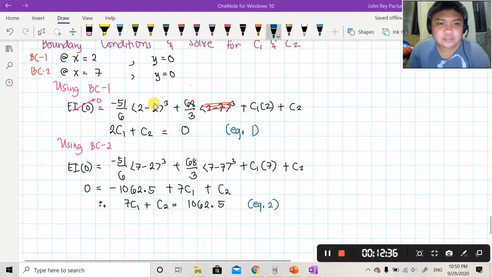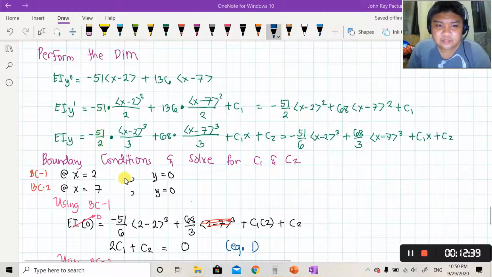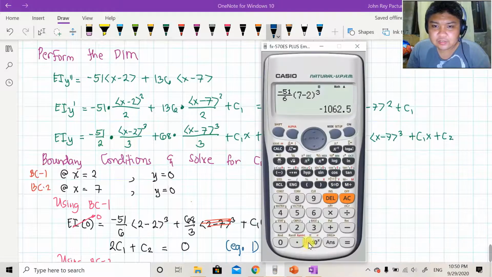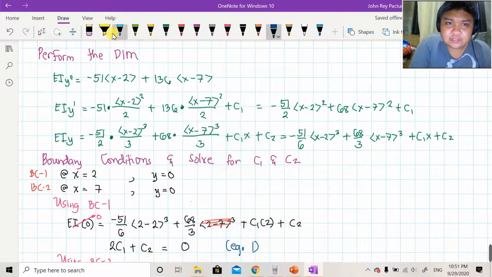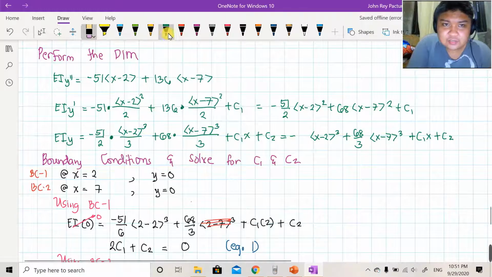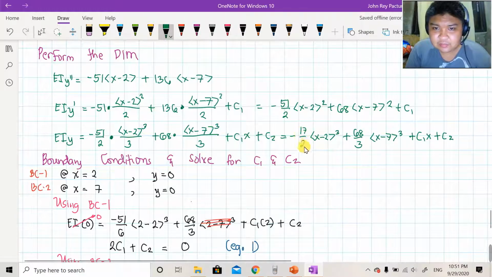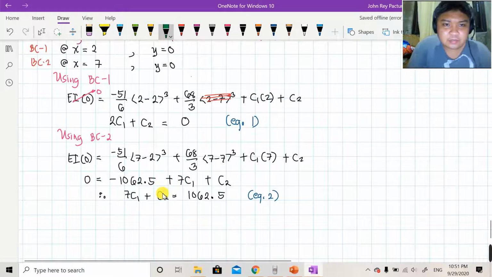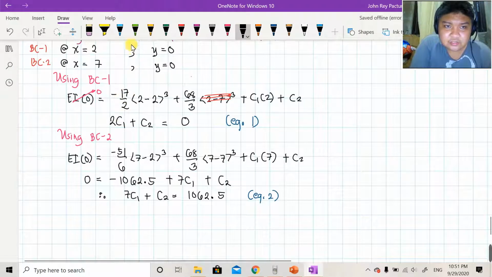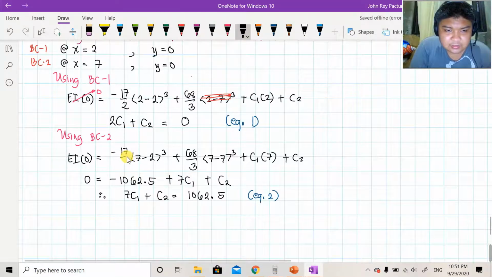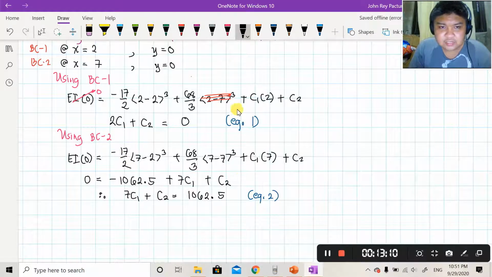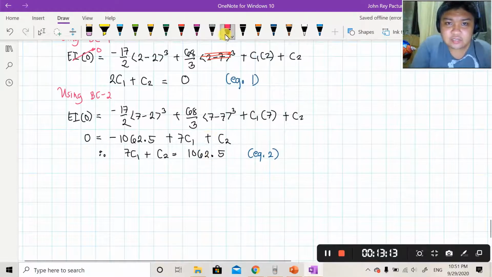By the way pala class, I forgot na yung 51 over 6, pwede mo pala tong i-simplify. Just to recall lang, itong 51 over 6, pwede na natin i-simplify as 17 over 2. So, for the purpose of simplification, ilagay ko na lang siya as 17 over 2. Huwag kang mag-alala, wala namang mababago. Sorry dun for the minor error. Since parehas din lang naman siya ng numerical value, balik tayo sa pag-solve ng equation 1 and equation 2.